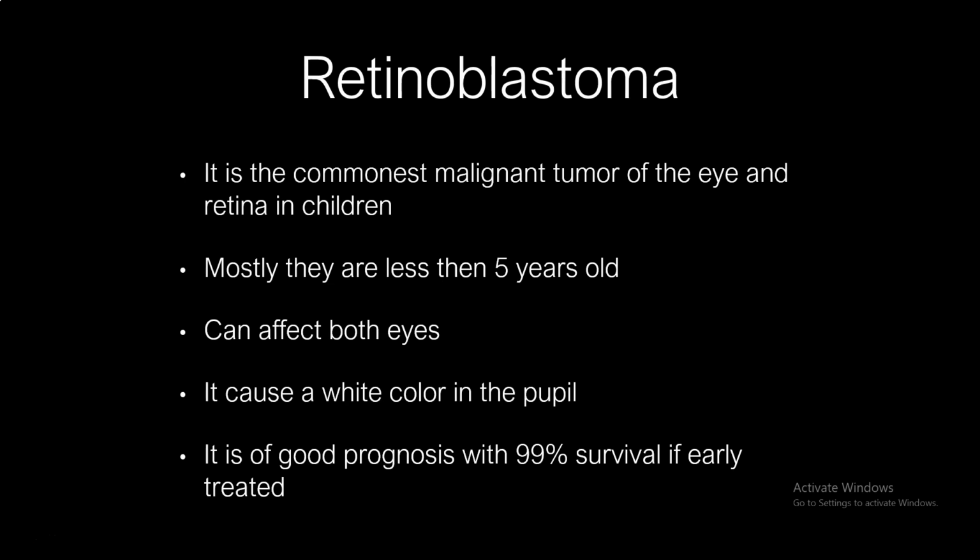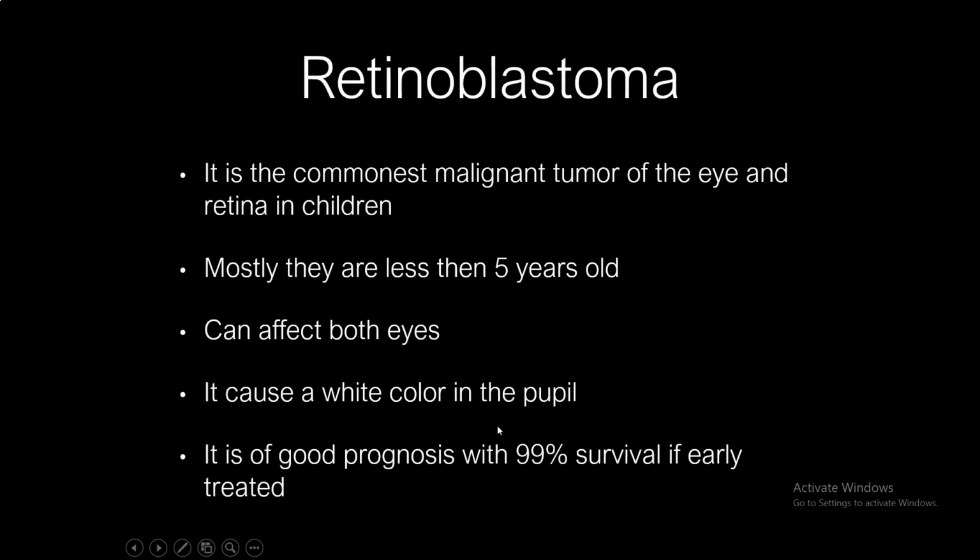Remember, rhabdomyosarcoma is the commonest tumor of the orbit in children, but here is the commonest malignant tumor of the eye. And as the eye is one of the contents of the orbit, ocular tumors cause proptosis. Mostly they occur in children less than 5 years old. It can be disastrous, affecting both eyes, and a very good sign is the white color in the pupil. You can see the retinoblastoma from the pupil, and it has a good prognosis with 99% 5-year survival if treated early. If not treated early, it can be fatal.